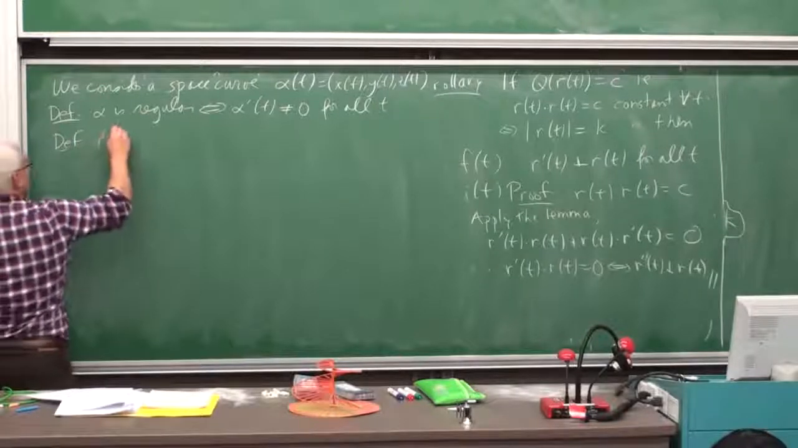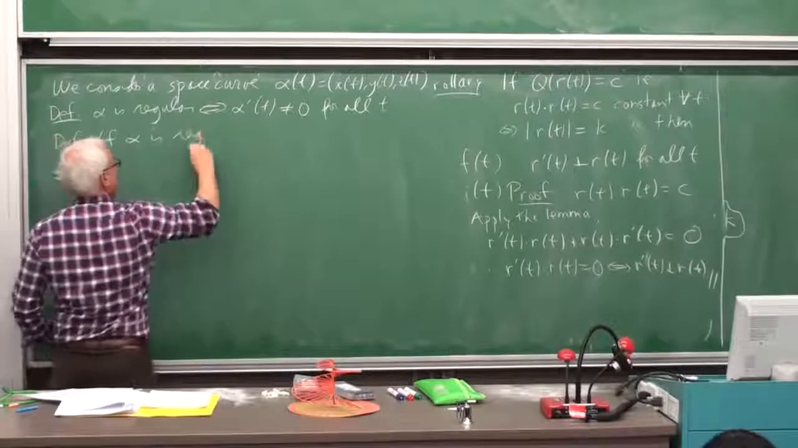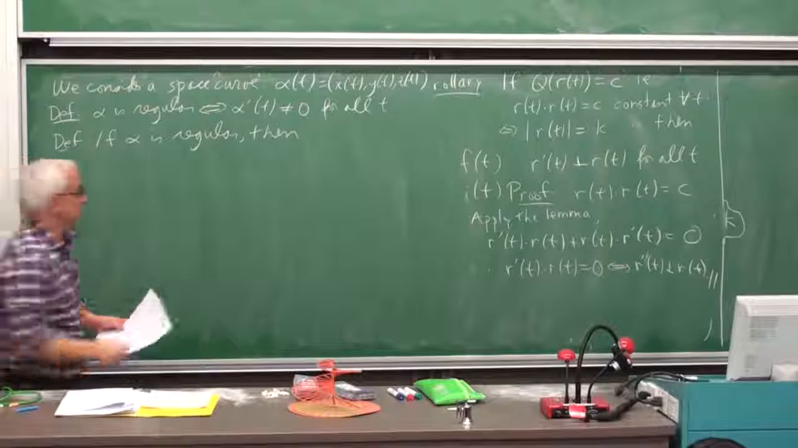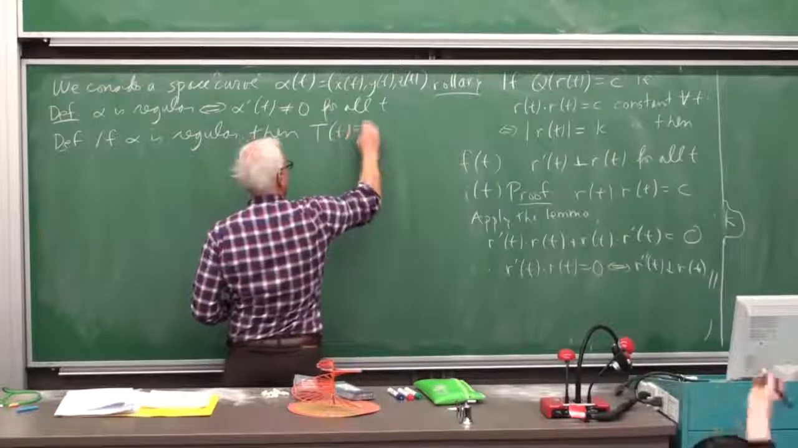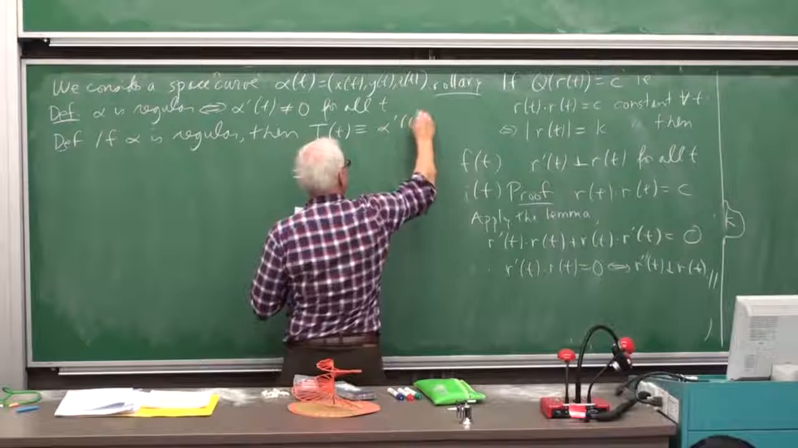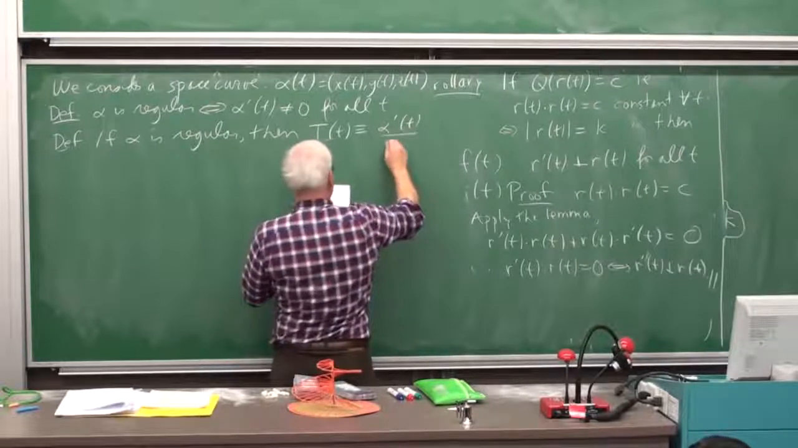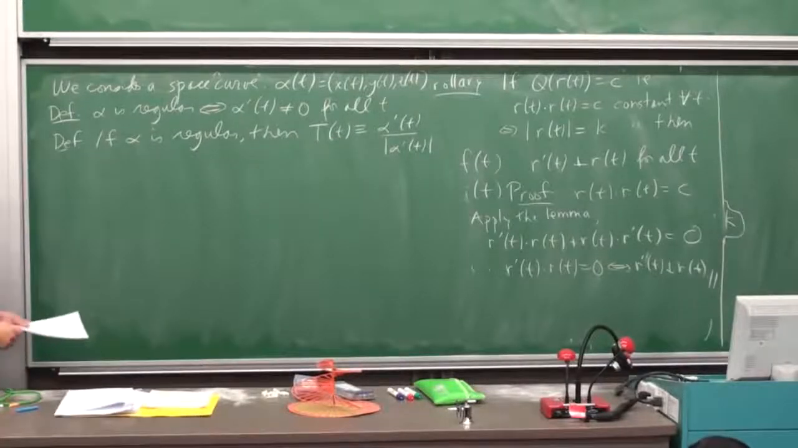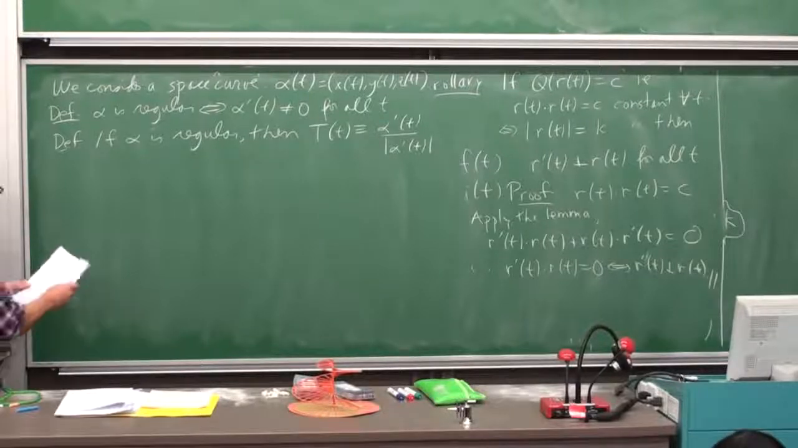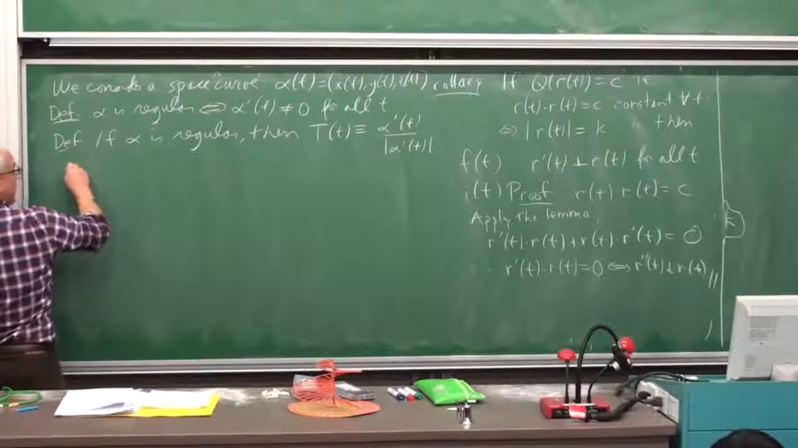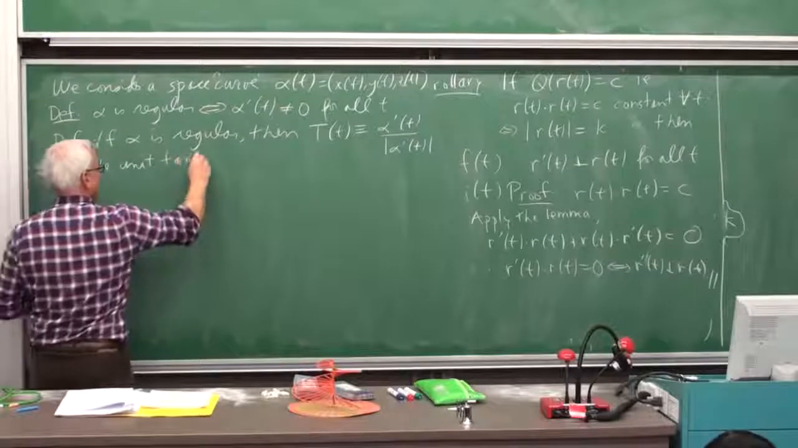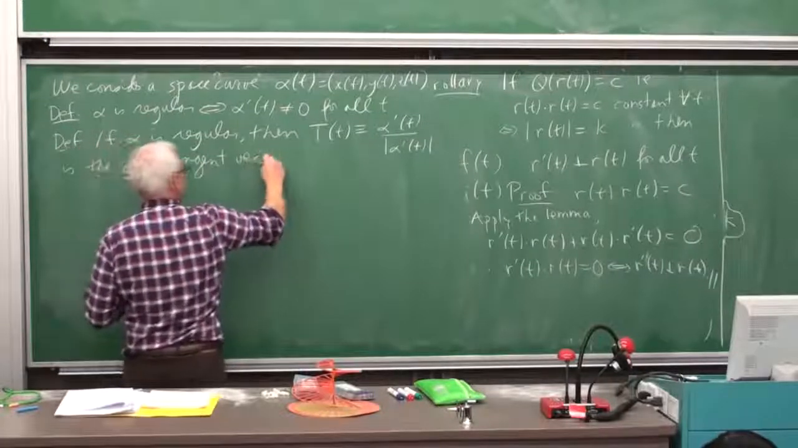So another definition: if alpha is regular, then we'll define T of t to be the derivative alpha prime of t all over the length of alpha prime of t. So it's the derivative divided by the length of the derivative. So this is called the unit tangent vector.